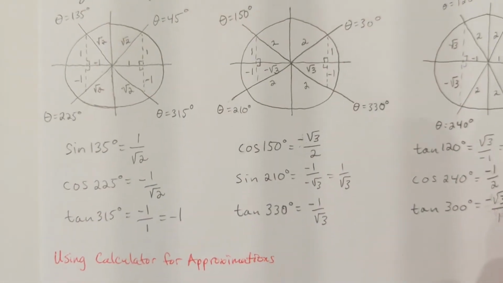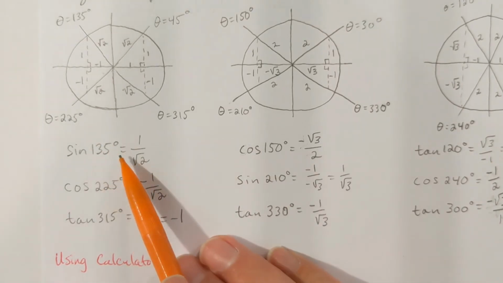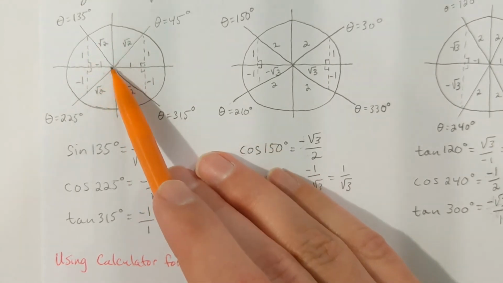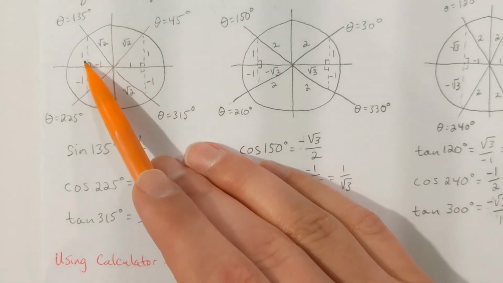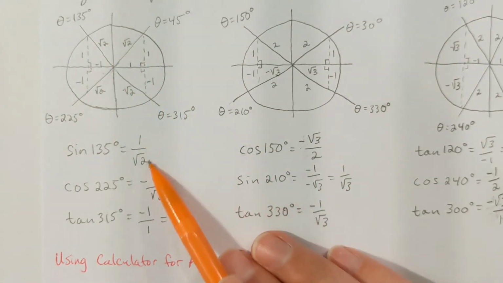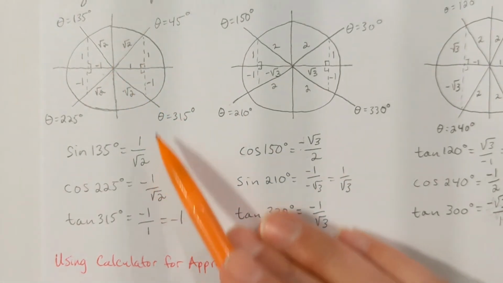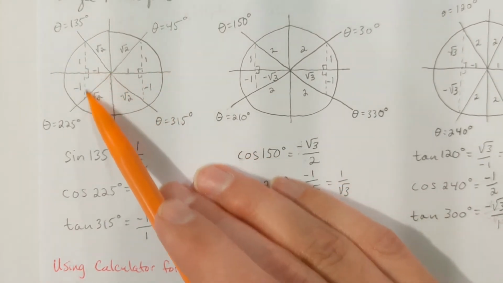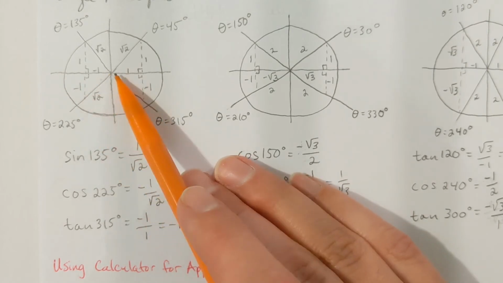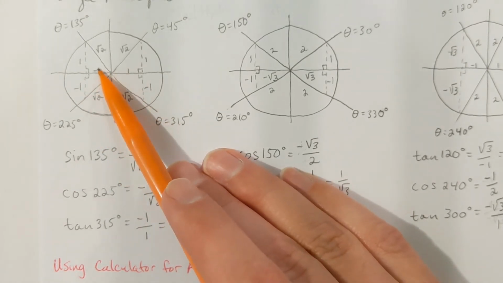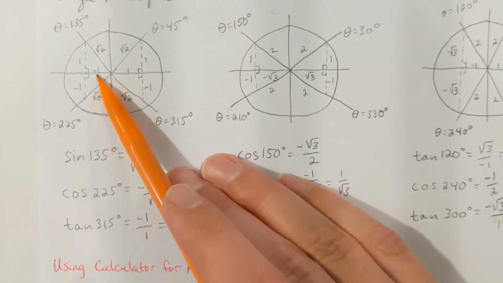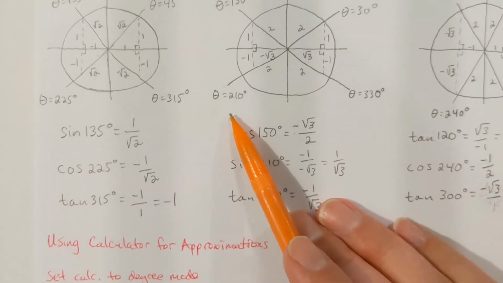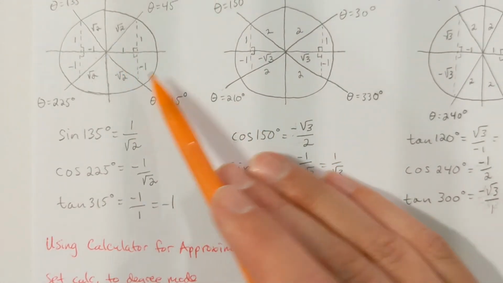If we want to compute sine of 135 degrees, we would still be using a 45, 45, 90 right triangle, only it's in quadrant 2. The opposite side is 1, the hypotenuse is √2, so 1 over √2 would be the value. Cosine of 225 degrees, well, again, we're working with the 45, 45, 90 right triangle. We're in quadrant 3, though. So adjacent over hypotenuse, the adjacent side is -1. The hypotenuse is √2.